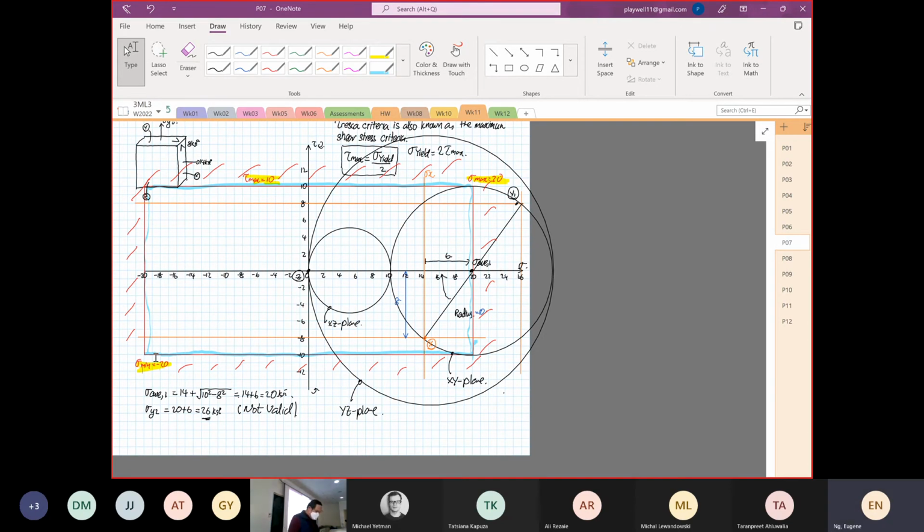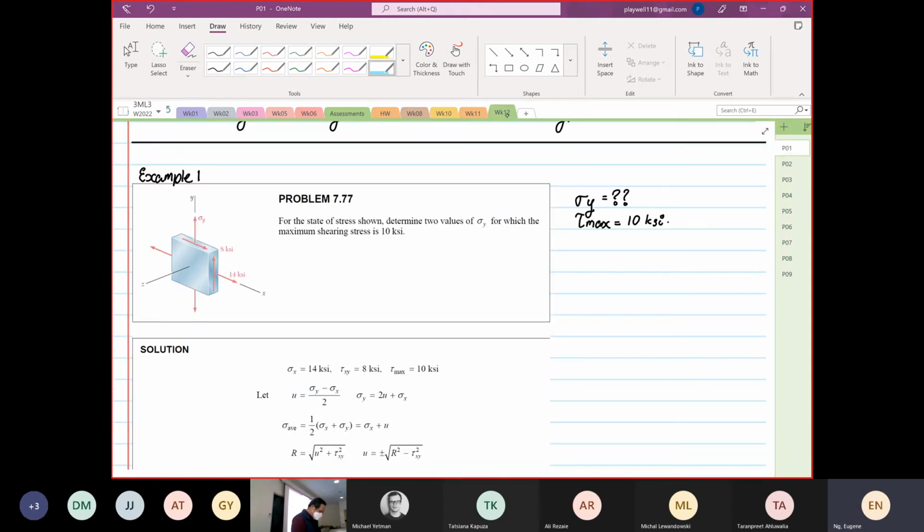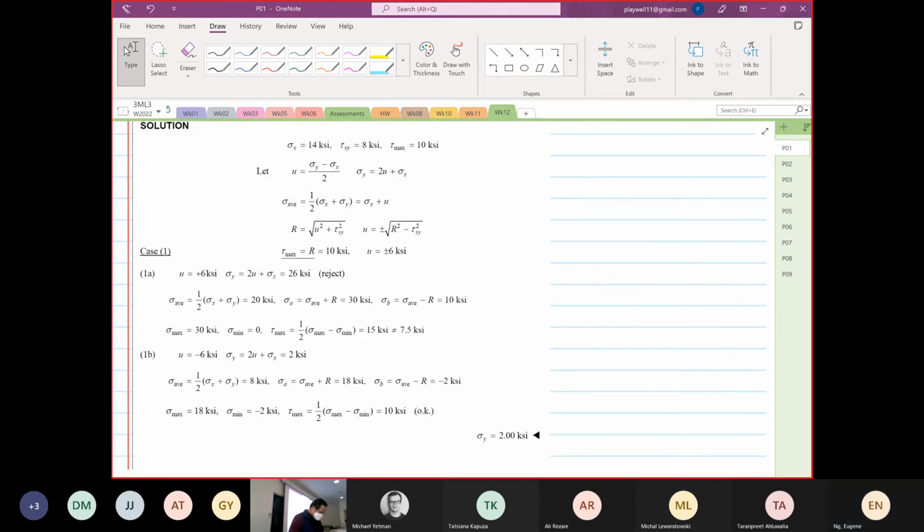For this case, we calculated our stress average to be equal to 20 KSI. Then we're going to pick a different stress average. So I'm going to start from there. I'm going to start constructing a Mohr circle again.